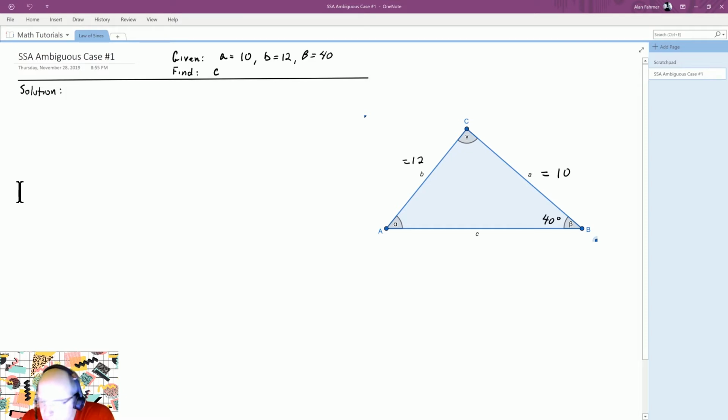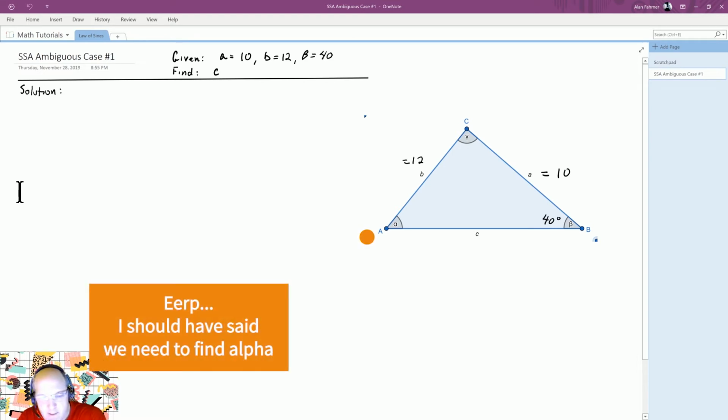What we're going to figure out is what c is. But the first thing we have to do is figure out, since we know beta is 40 degrees, what alpha is. And that's where things get a little interesting. Is alpha one angle, or is it possibly two angles? Alpha is going to be affected by how c interacts. So the first step is we're going to use the law of sines.